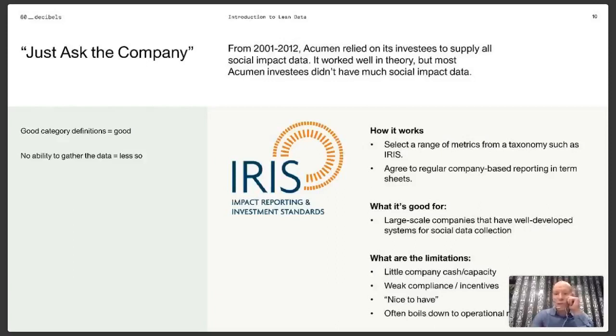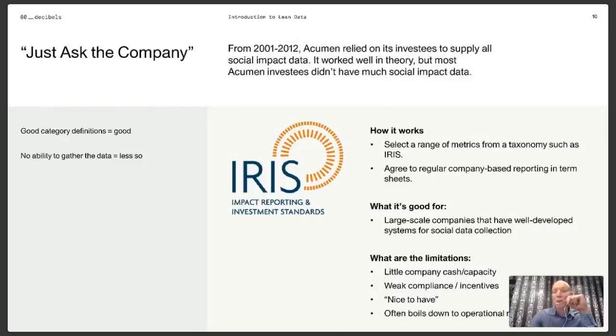So you select some metrics from the taxonomy, you agree to reporting. In Acumen's case, we got monthly reports from 80 to 100 companies all over the world. However, what we found in the Acumen portfolio was most of the time the companies did not have good data. And so where I say what it's good for is if you have an investing strategy where companies do have well-developed systems for collecting social impact data, then this is an excellent approach.